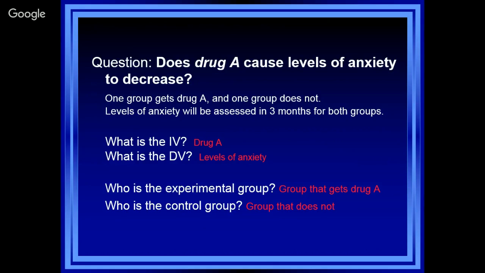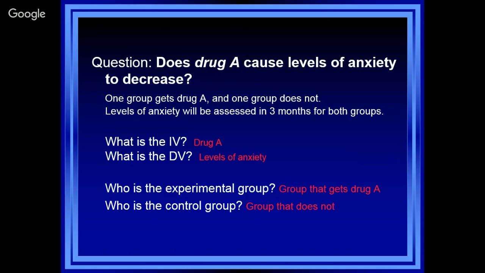So the IV is drug A. That's the thing we tweaked. We gave drug A to one group. By the way, who did we give it to? We gave it to the experimental group. They're the group that gets drug A. The control group does not get drug A. The group that does not get drug A is the control group. And then ultimately, what are we measuring everybody on? We're looking at everybody's level of anxiety. So that means the DV is the levels of anxiety of our subjects. That's the DV.